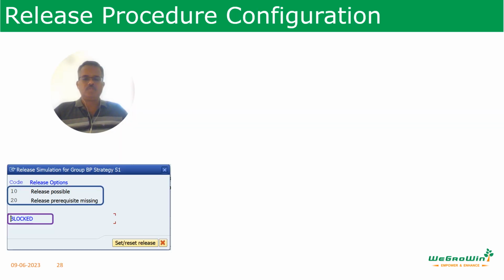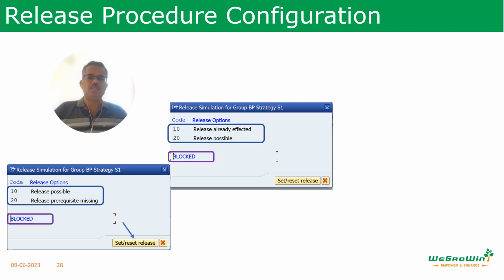See now, in the first step, it is telling 10 release is possible because the document is created. 10 release is possible, but for 20 a prerequisite is missing because 10 is not approved. So the overall document is in a blocked condition. Now press the set, and we see here 10 released and 20 release possible because 10 is released. Now 20 release is possible, but since 20 is still not released, the full document is still blocked only.